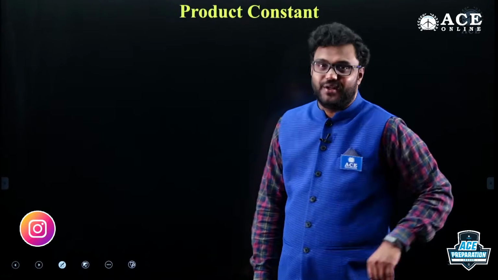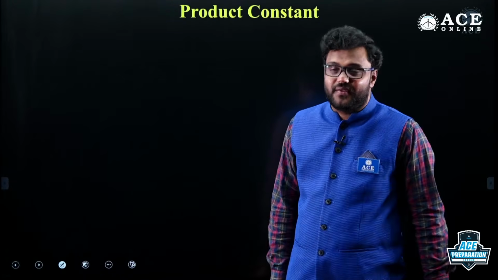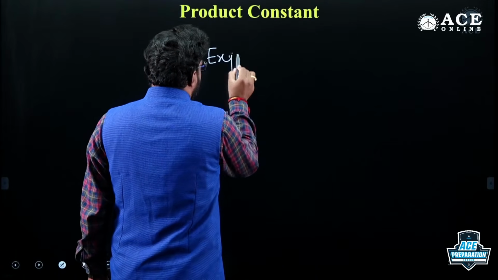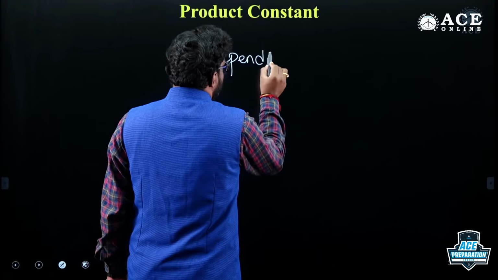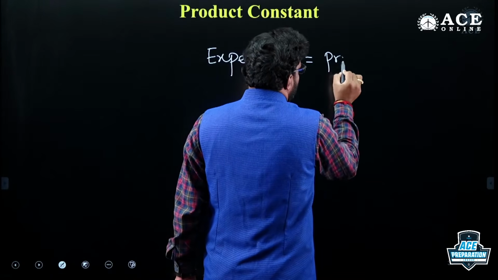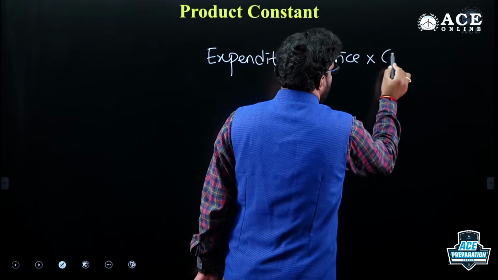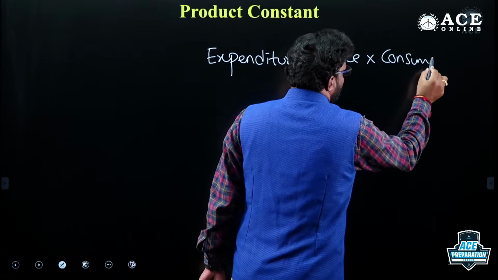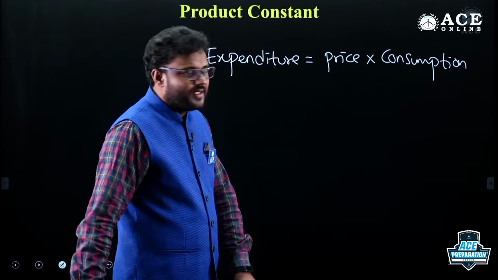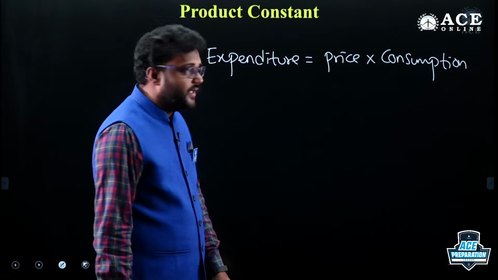Now finally, product constant. In product constant, my dear friends, see, expenditure is nothing but price into consumption. Related to this expenditure, price and consumption, they are asking more in product constant. So what is this expenditure, price and consumption?